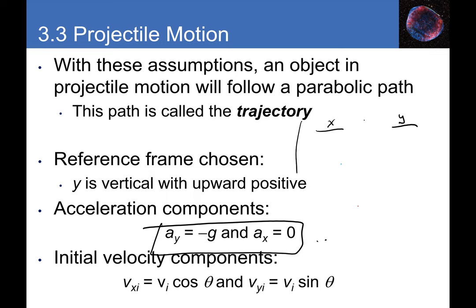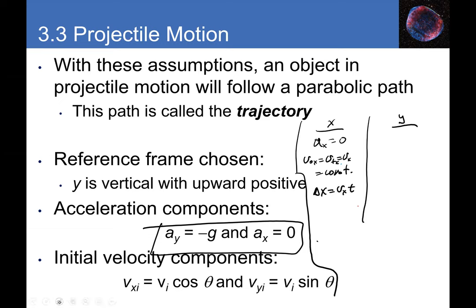In the x direction, it's a uniform motion, which means acceleration is zero. Acceleration of zero means velocity is constant, so initial velocity is the same as final velocity. You can just say Vx, so it is constant. And there is only one equation that we use for the uniform motion, if you remember: delta x equals Vx times time. That is the one equation in the x direction, because it's a uniform motion.